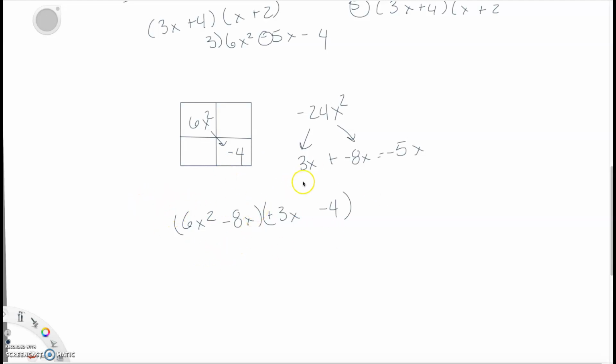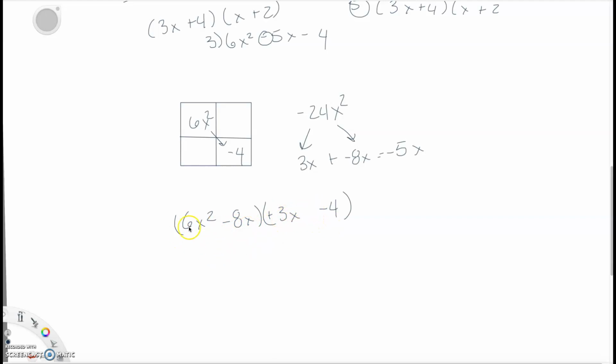Alright, so if you guys recall, we had just factored this into 3x and negative 8x to give you negative 24x squared. This leaves you with an addition of negative 5x, which matches what we wanted up here. I decided to put the negative 8x here and the 3x here, and we're trying to group.